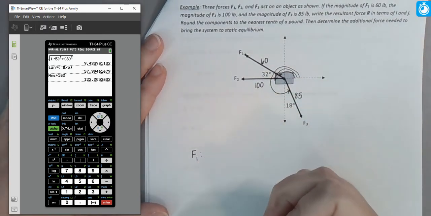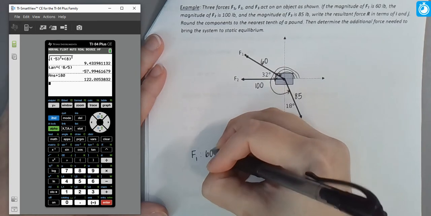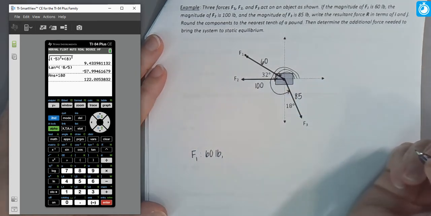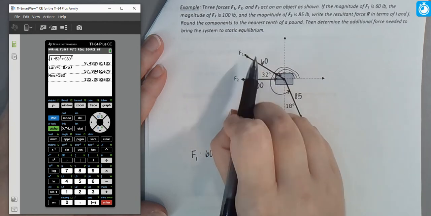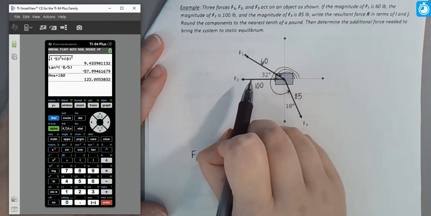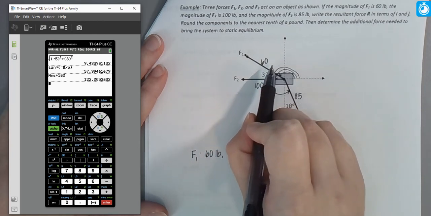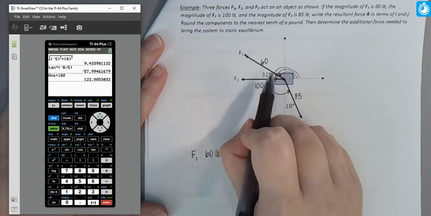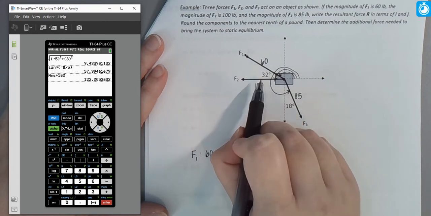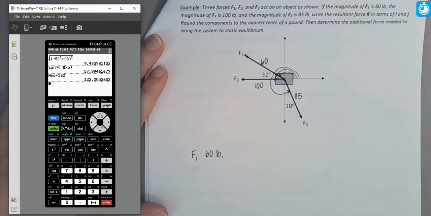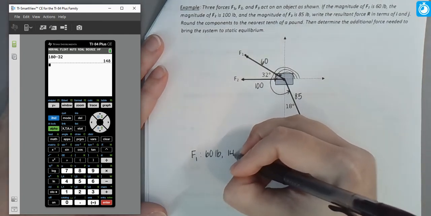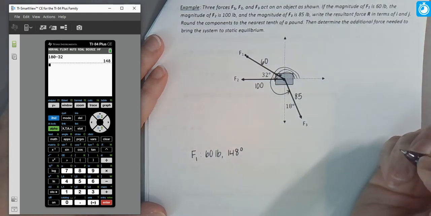So for force 1, we know the magnitude is 60 pounds. What's the direction angle? Well, we know this particular vector makes an angle of 32 degrees with the negative x-axis, which means if we look at the whole 180 degrees minus the 32 to take us to the negative x-axis, that'll tell us what the actual direction angle is. So 180 minus 32, that means the actual direction angle from the positive x-axis is going to be 148 degrees.